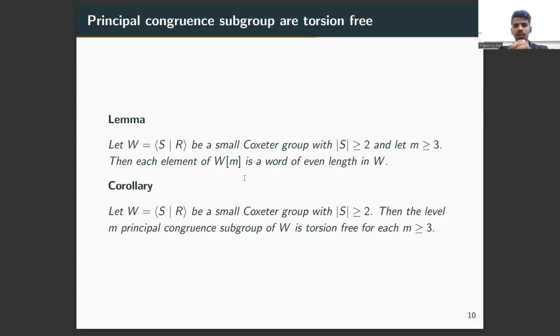Since each generator is an involution, the image of the generators are matrices of determinant -1. Therefore, for a word to have an image of determinant 1, we need the word length to be even. That is our first result: if an element lies in the principal congruence subgroup, then it is of even word length. As a corollary, we deduce that the level m principal congruence subgroup of W is torsion free.